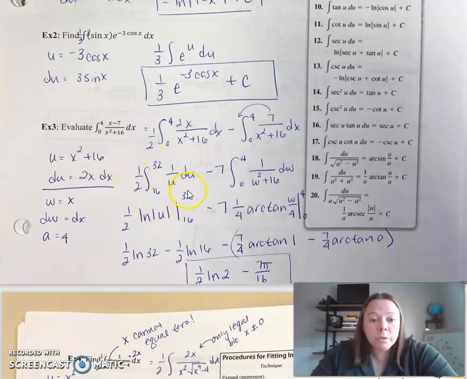So now this antiderivative becomes natural log of the absolute value of the base. And then this one becomes arctangent. So remember, it's 1 over a, arctangent of w over a. And then you'll have to use your fundamental theorem of calculus for both of those. So plug 32 in and 16, subtract. Same thing over here, 4 and 0 and subtract, and there's your answer.